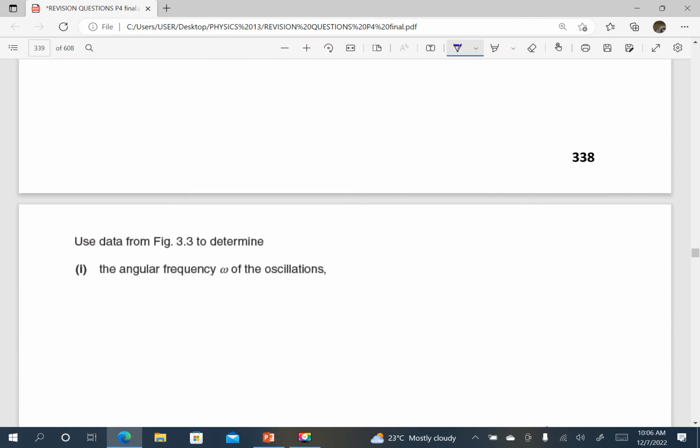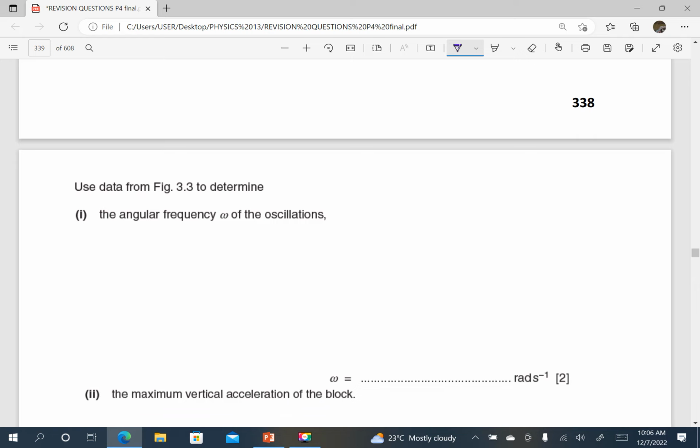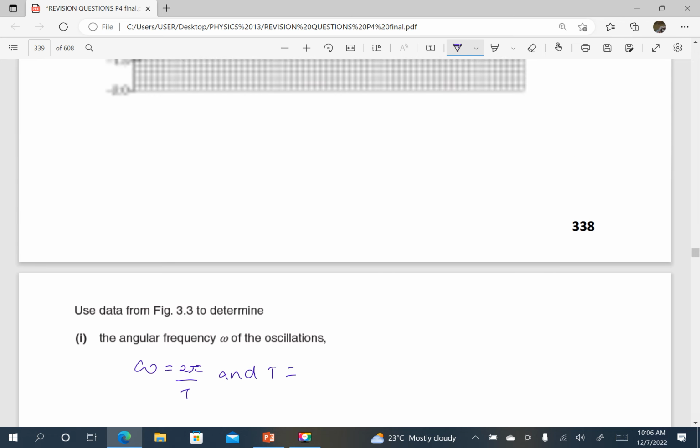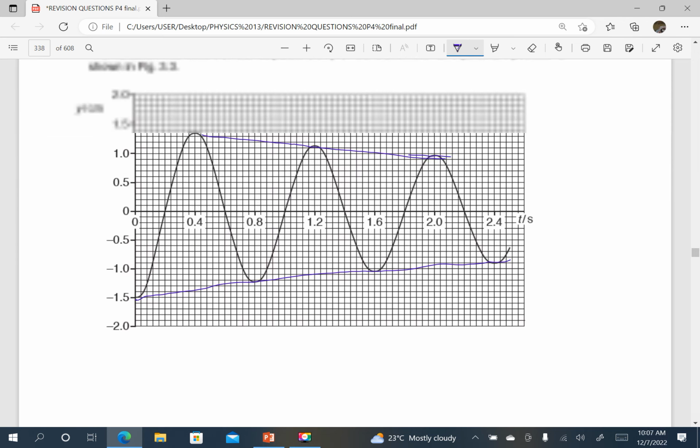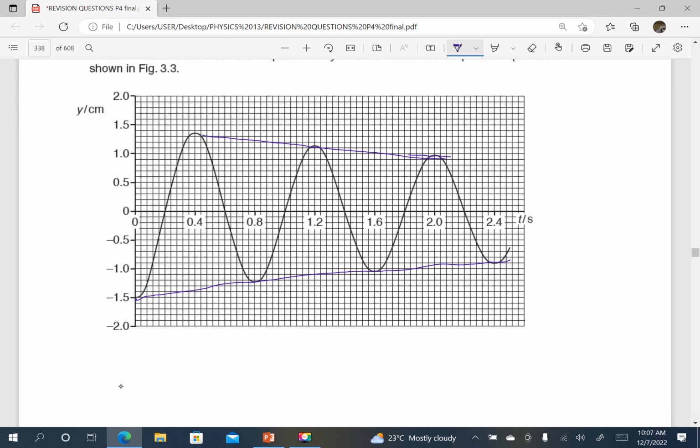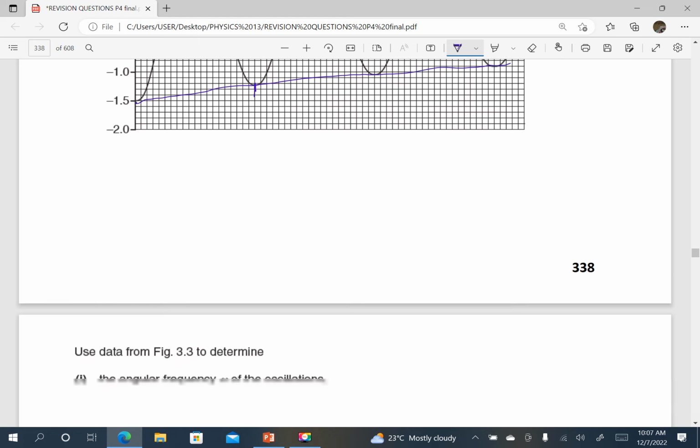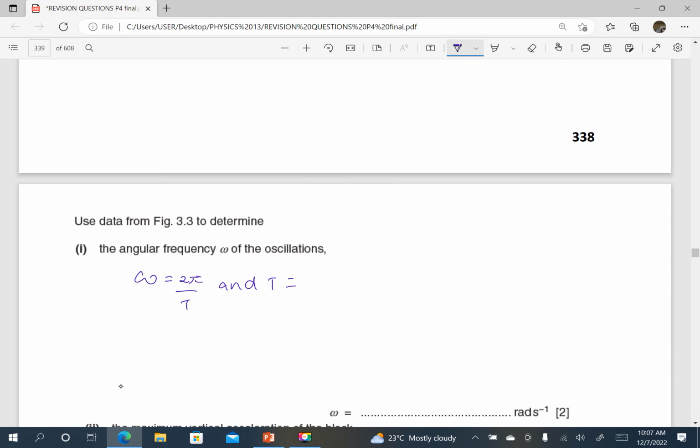Use data from the figure to determine the angular frequency omega of the oscillations. So we know that angular frequency omega is equal to 2 pi divided by period. Let's find the period from the graph. Time for one complete cycle, if I start from t equals 0 at this point, then after one cycle I'll be here, and that is 0.8. Or you can start from this peak, which is 0.4, to this peak, which is 1.2. So the period is 0.8 seconds.